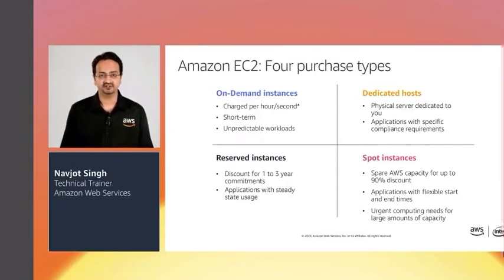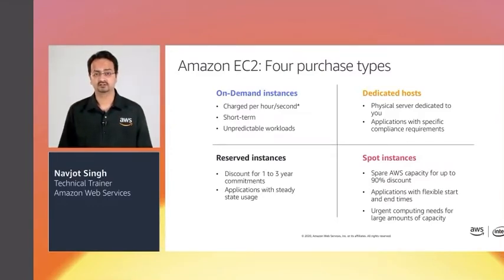The third option is dedicated hosts. These are physical servers dedicated to customers. They are typically used when customers want to BYOL into AWS. The fourth option is spot instances. Customers can pay for spare AWS capacity and receive up to 90% discount over the on-demand price. This is a great option to gain access to large amounts of capacity at a heavily discounted cost. Let's take a look at a demo of how spot pricing works.